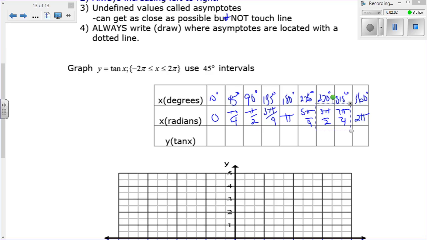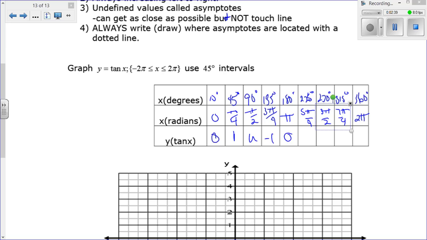The tangent of 0 is 0. The tangent of 45, we know from our special right triangles, is 1. The tangent of 90 is undefined. The tangent of 135, if we find our reference angle, since my radians is pi over 4, my reference angle would be 45. Tangent of 45 is 1, and I'm in quadrant 2 when I'm at 135 degrees. That makes tangent negative, so that makes this a negative 1. Tangent of 180 is 0.